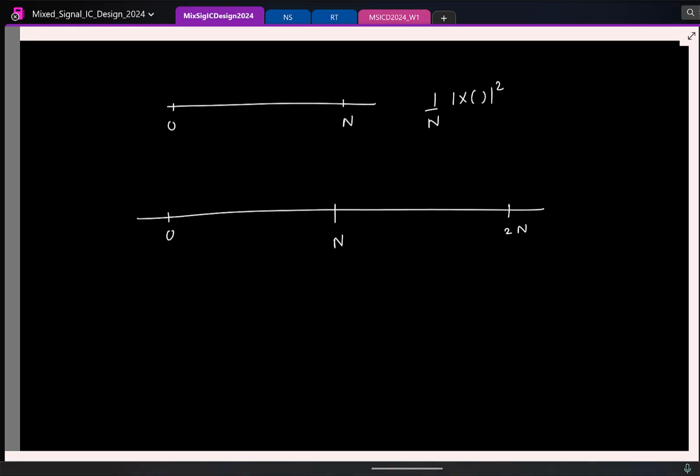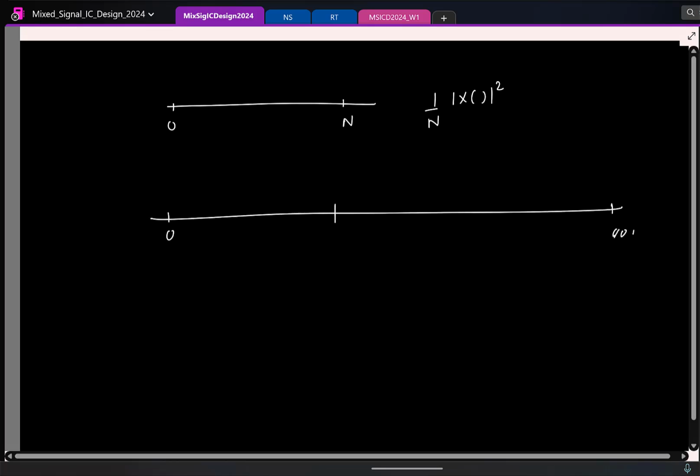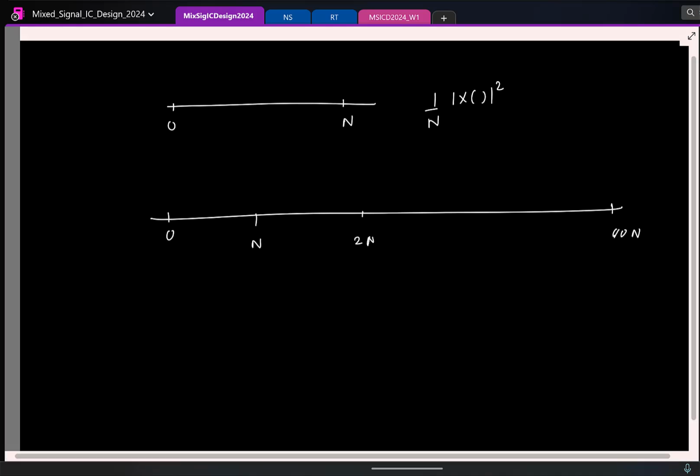So that's what you typically do in practice. Let us say, for example, you capture 10n points, you split it into segments of n, n, and so on. Then you take the magnitude squared Fourier transform for each of these segments and take the average of these 10 magnitude squared Fourier transforms and then divide it by n. That gives an estimate of the power spectral density.